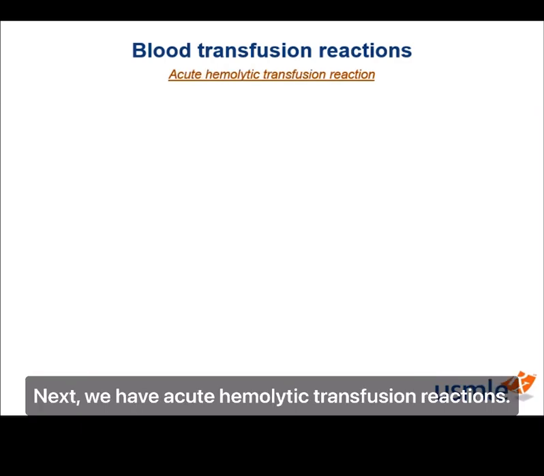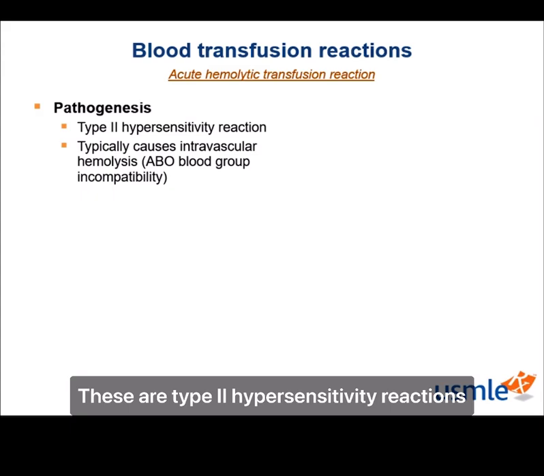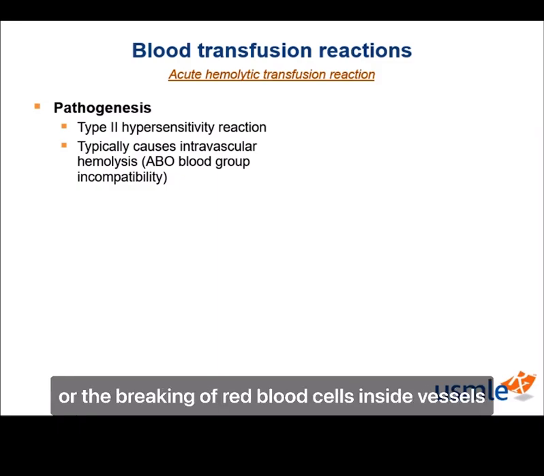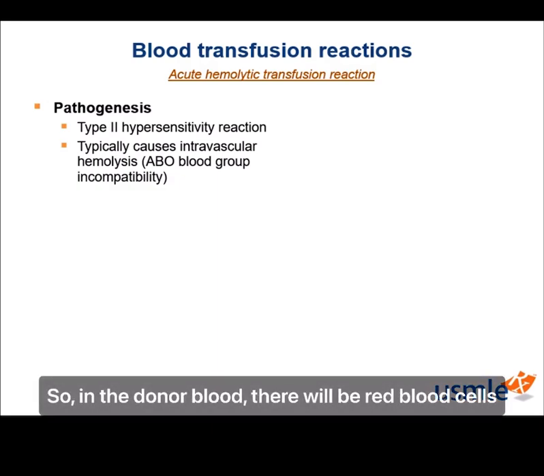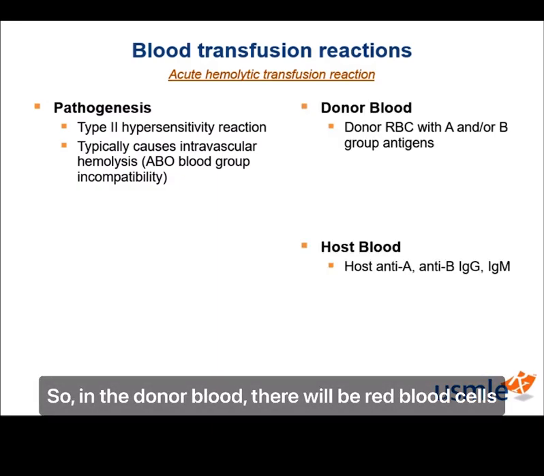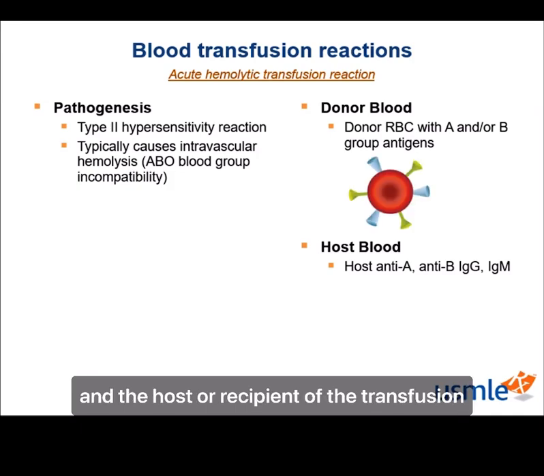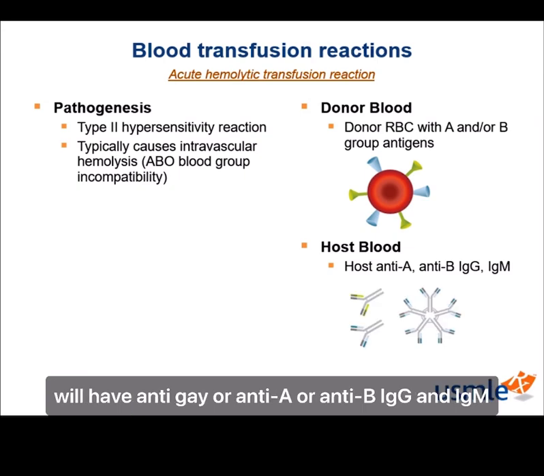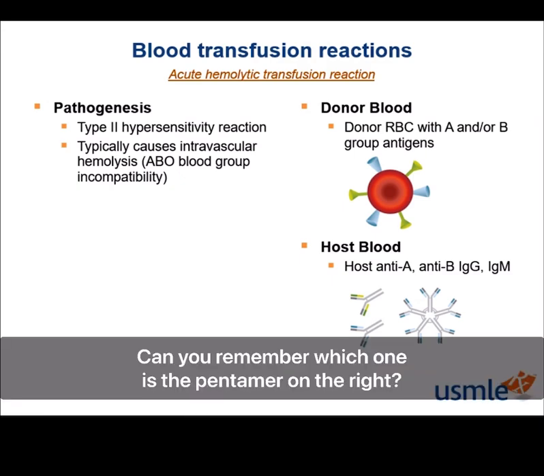Next, we have acute hemolytic transfusion reactions. These are type 2 hypersensitivity reactions that typically cause intravascular hemolysis, or the breaking of red blood cells inside vessels due to an ABO blood group incompatibility. So, in the donor blood, there will be red blood cells with antigens to A or B, like in this image, and the host or recipient of the transfusion will have anti-A or anti-B IgG and IgM, like in this image. Can you remember which one is the pentamer on the right?